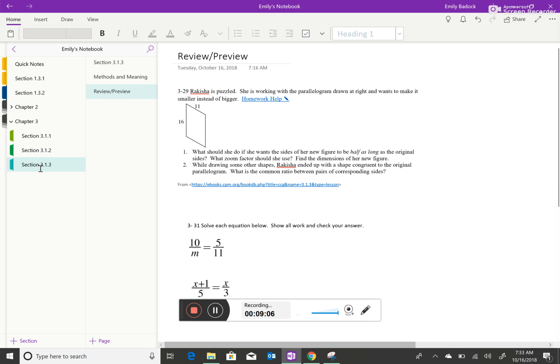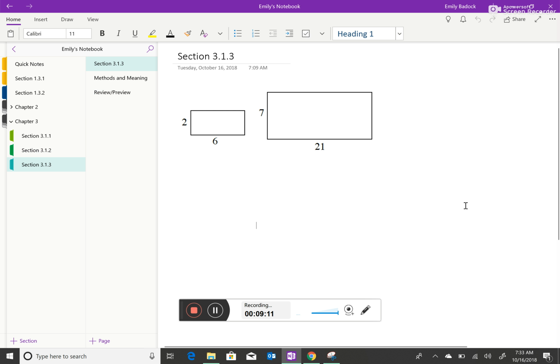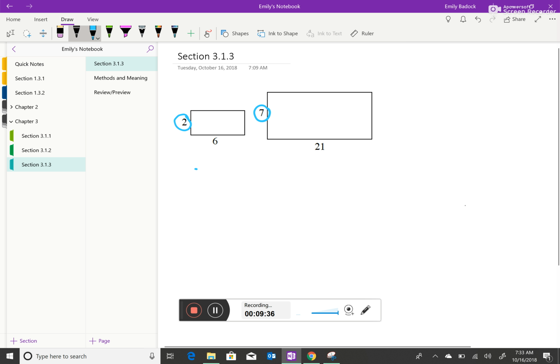If we go to section 3.1.3, the first thing I want to talk about is just these rectangles here. Let's make some observations. The first thing I want to talk about is which sides are corresponding. In this image, it's very easy to see that 2 is going to correspond to 7, and that 6 is going to correspond to 21. Okay, but sometimes it's not that easy.